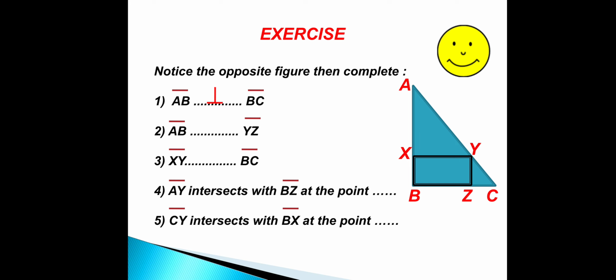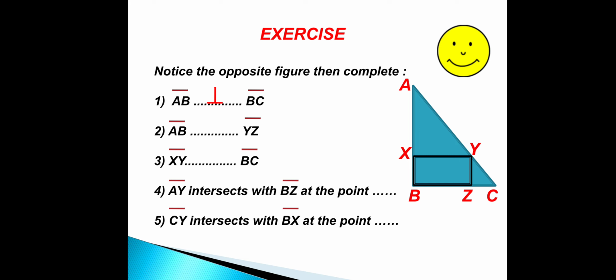Number 5. CY intersects with PX at the point. CY, when we complete it, stops at point A. PX, when we complete it, stops at A. So they intersect at the point A.